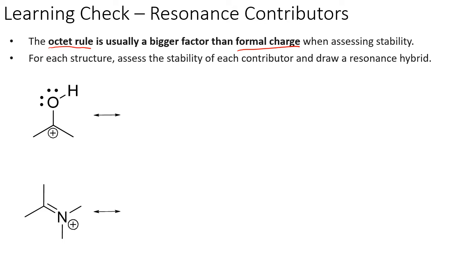So let's look at these 2 examples and draw the resonance structures and decide which one is going to be the major contributor, or in other words, the best structure. So in our first one, we have a carbocation, so that carbon does not have a complete octet, and there's 2 lone pairs of electrons on the oxygen. Because carbon doesn't have an octet, we can take one of those lone pairs of electrons and move them as a double bond in between oxygen and carbon.